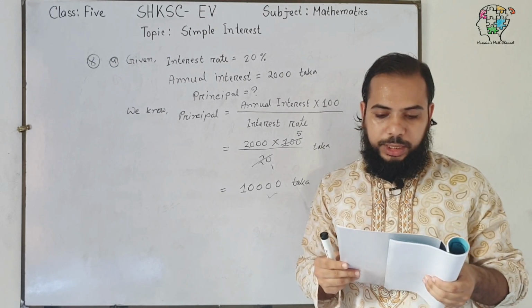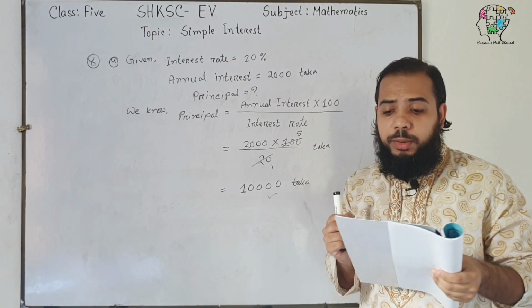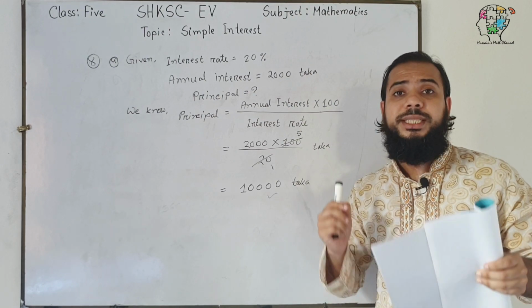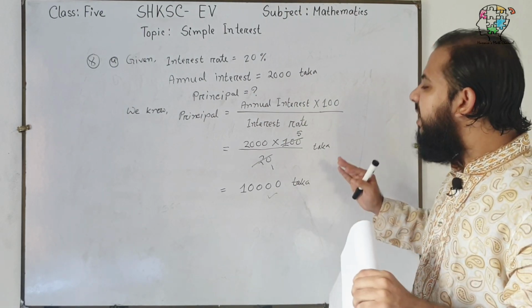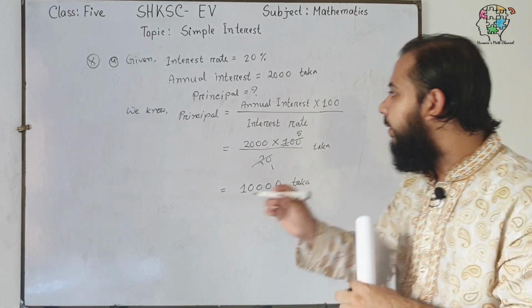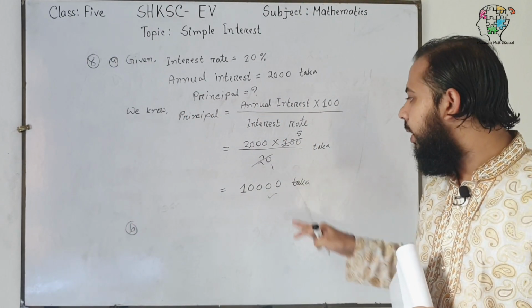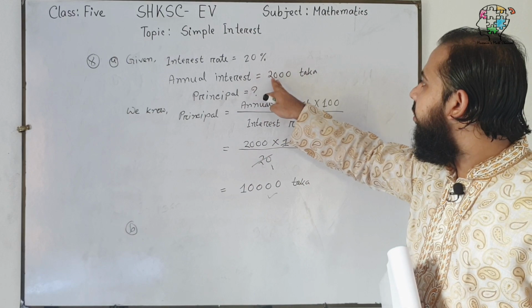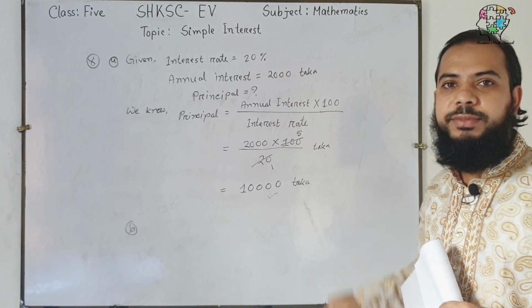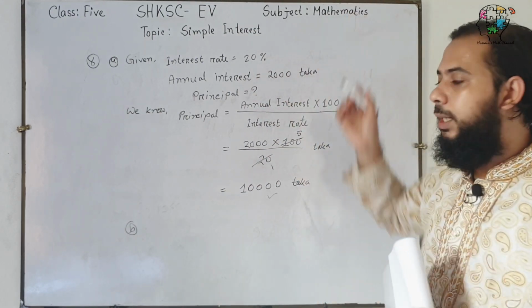Now we do answer B. How much was the principal with interest in total? So what was the principal and interest. This is very simple. From A we already know the principal is 10,000 taka, and the annual interest is already given as 2,000 taka.